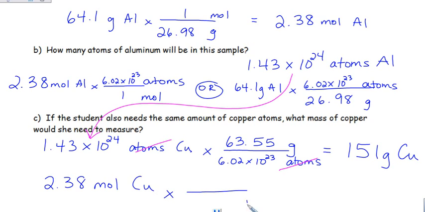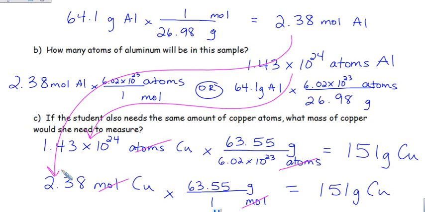I want to cancel moles, switch it to grams. The molar mass is 63.55 grams for every 1 mole. Moles and moles will cancel. There we go. And so it just makes it a little easier to plug in your calculator. I multiply across, and I still get 151. You get the same answer either way. It's just a little different way of looking at it.